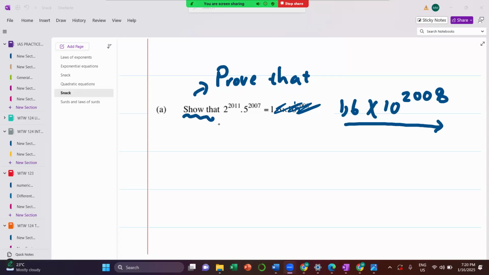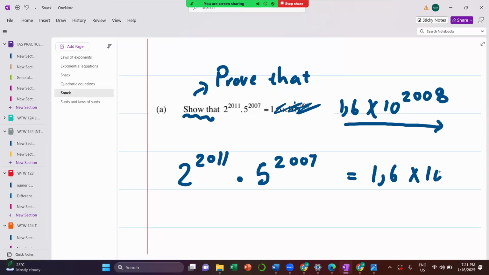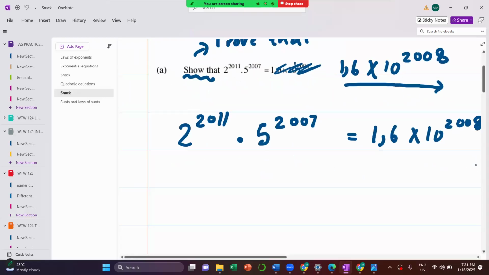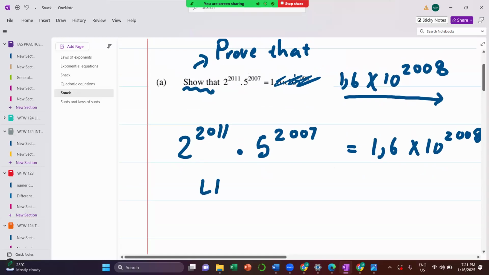So the question that you're given is to prove that 2 to the exponent of 2011 multiplied by 5 to the exponent of 2007 is actually equal to 1.6 multiplied by 10 to the exponent 2008. And if you were to put what's on the left-hand side into your calculator, you'll get a math error. And again, if you were to put what is on the right-hand side in your calculator, you'll also get your math error.